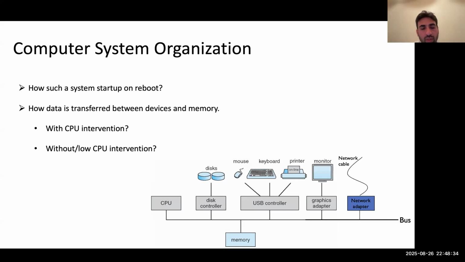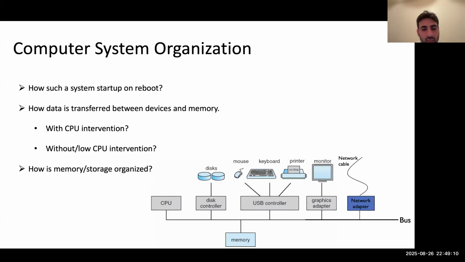Also, as we will see during the discussion, the transfer of data from any device or controller to the memory can happen in two different ways. It can happen with the intervention of the CPU, or without, or let's say with less intervention of the CPU. So we will have a look at both types of approaches, including how we can transfer the data from a device to memory without intervention of the CPU.